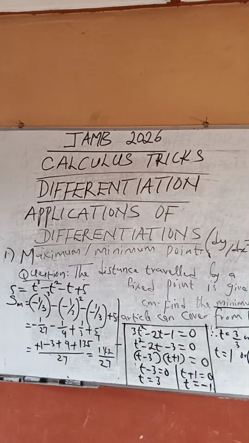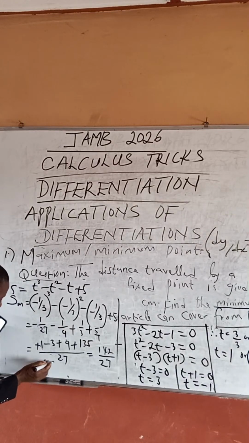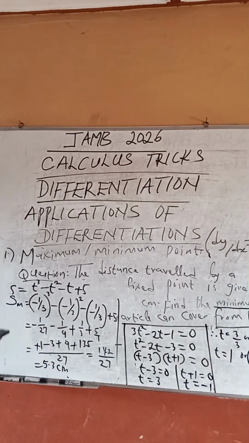So we can go ahead and divide by 27. So the answer is 5.3. Okay, so the minimum distance is 5.3 centimeters. So that is the answer, 5.3 centimeters. I hope you got it. Put it in the comment section, put it in the chat box. Let me see how you did yours.